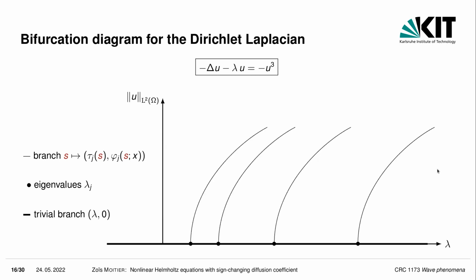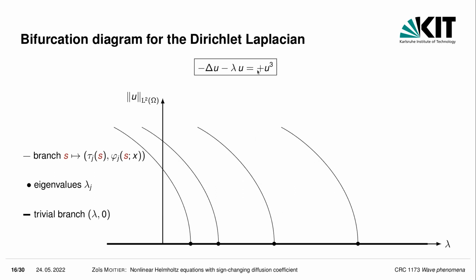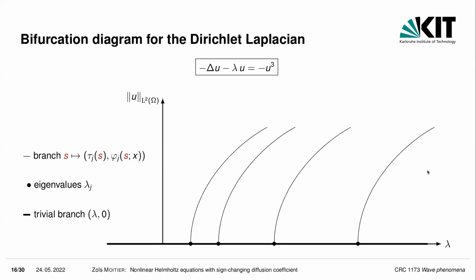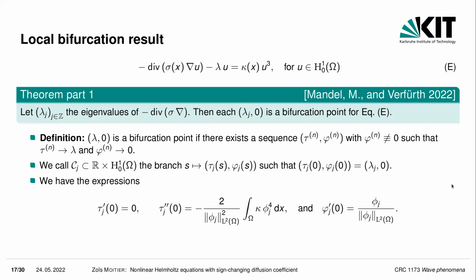Okay, and so if I change the sign of the non-linearity, which is the only thing I did here, I get the branch in the other direction. Okay, so for the first part of the result, I recall our equation is this one. And the first part of the result is saying that all the eigenvalues that we have found in the previous section are bifurcation points for this equation.